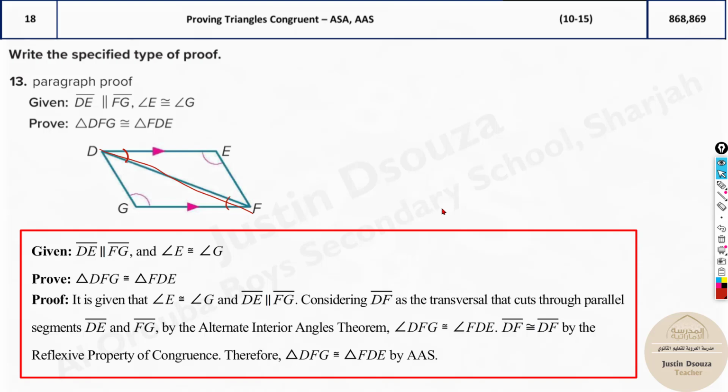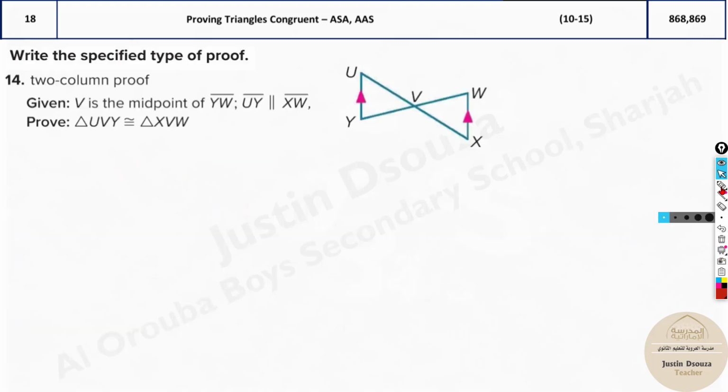So very straightforward problems. Please analyze the figure. See what is equal, what is parallel, find the required angles, angles and sides. And that's it. Then you can just write in detail. So here V is the midpoint. So midpoint means what happens is any line, midpoint to what? YW. Okay, it's only the midpoint of YW. That's clearly mentioned.